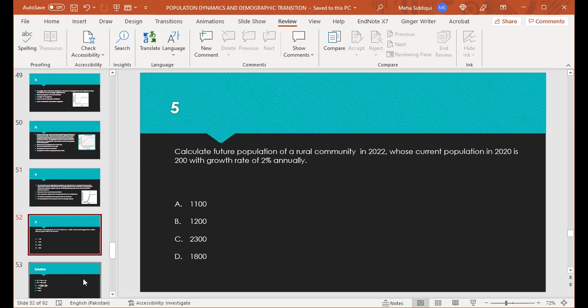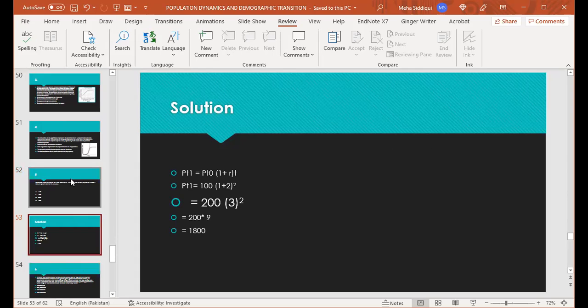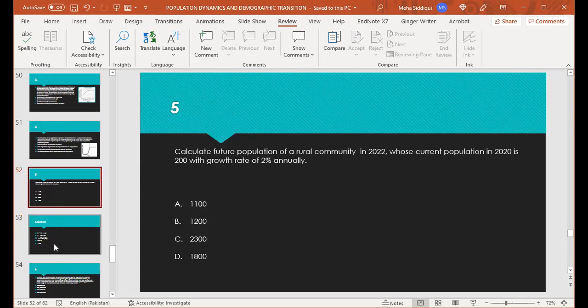Now MCQ number 5. Calculate the future population of a rural community in 2022 whose current population in 2020 is 200, with a growth rate of 2% annually. Any guess? It needs a little calculation. The right answer is D.